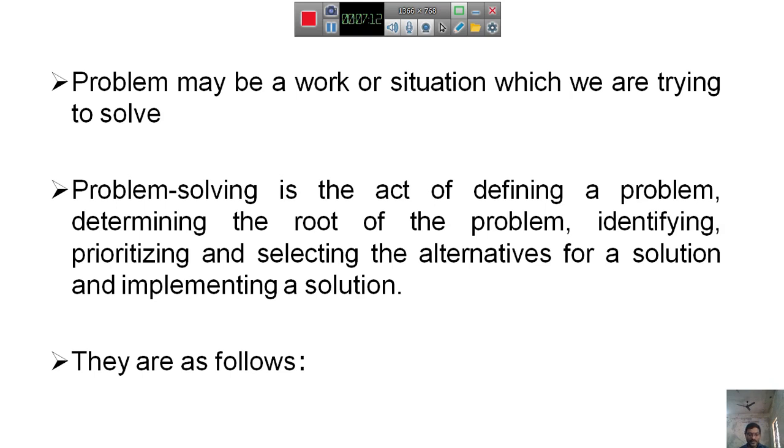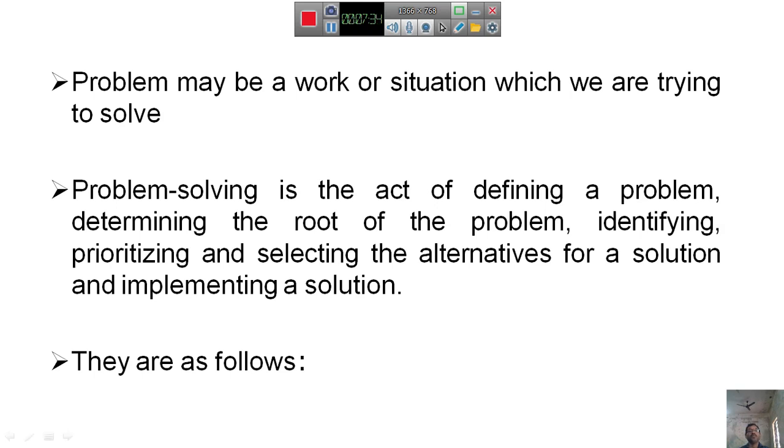Number one is defining a problem. Defining a problem, determining the root of the problem, identifying, prioritizing and selecting the alternatives for a solution, and implementing the solution, right?